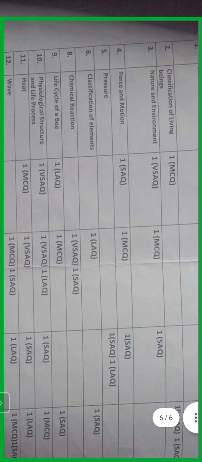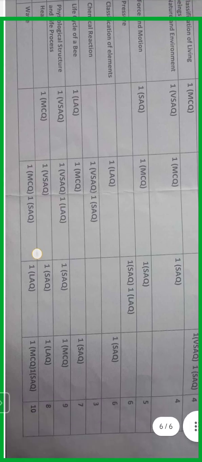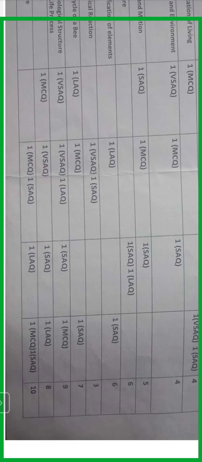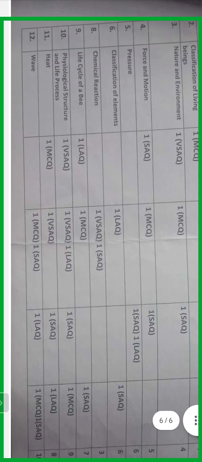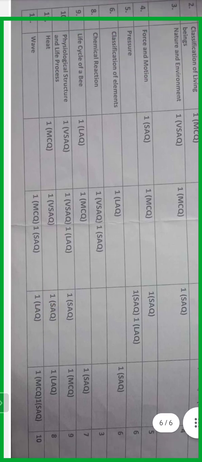Okay, and next one is the life cycle of honeybee. From life cycle of honeybee, 1 LAQ, 1 MCQ, 1 SAQ, total marks 7. 1 LAQ also comes from the life cycle of the honeybee, and it is a very short unit, and you have a 7 marks question from there.